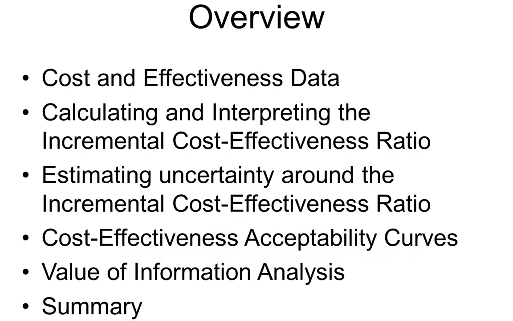I'm then going to talk about two methods that have been used to try to address some of the issues related to uncertainty. One is what are called cost effectiveness acceptability curves, and then very briefly I'm going to talk about value of information analysis. Both of those probably need a lot more depth, but this is really meant as an introduction to those topics. So let's start by thinking about cost and effectiveness data.